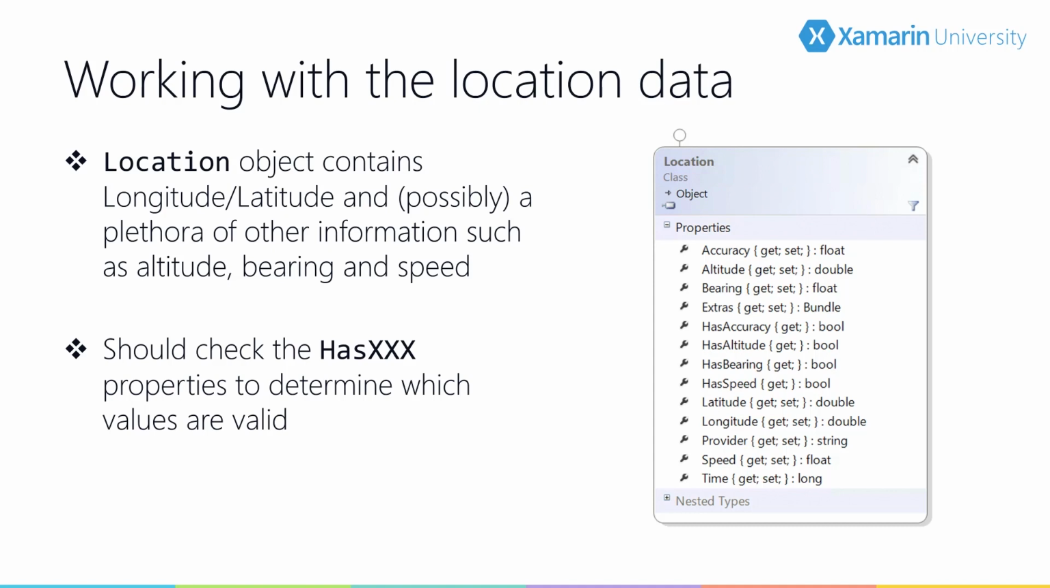The last two properties, provider and time, will also always be present, and they let you know which provider generated this packet, and a timestamp when the location was determined. This is a UTC time in milliseconds since January 1st, 1970.